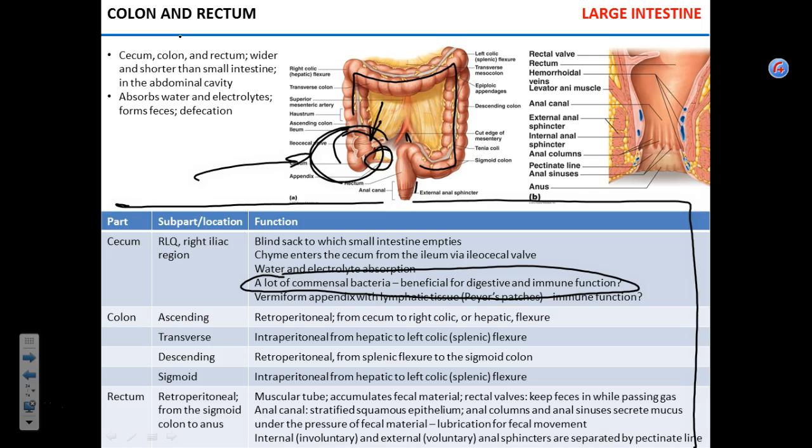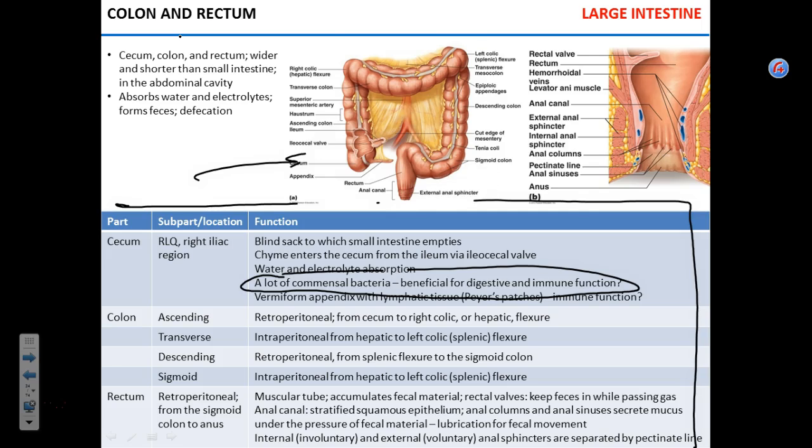Then we talk about the colon. Ascending, goes up, transverse, horizontal, descending, and sigmoid. Sigmoid is that last bent over part. Its functions are fecal formation and absorption of water and electrolytes. That's it.